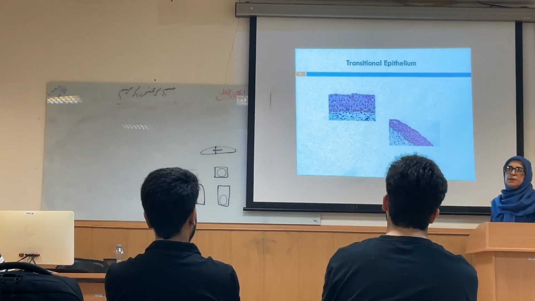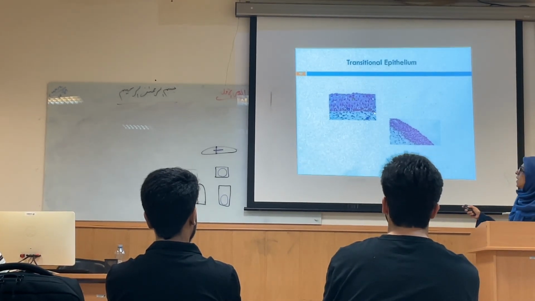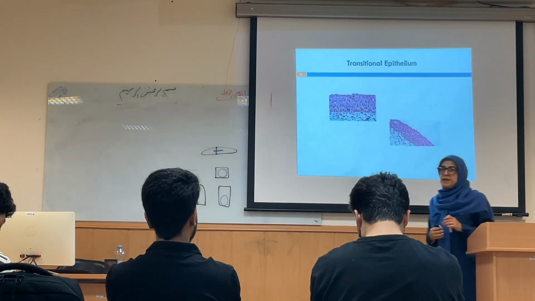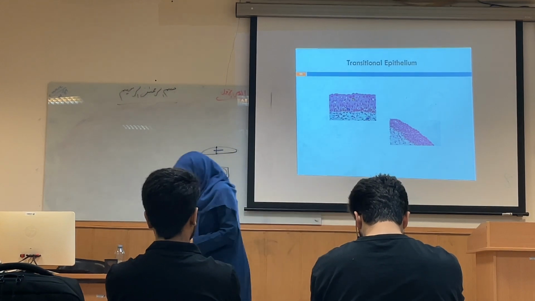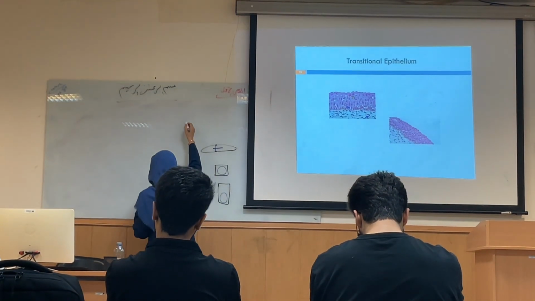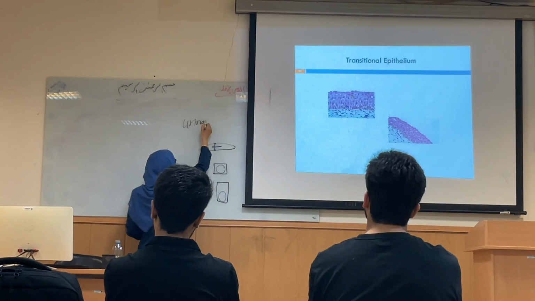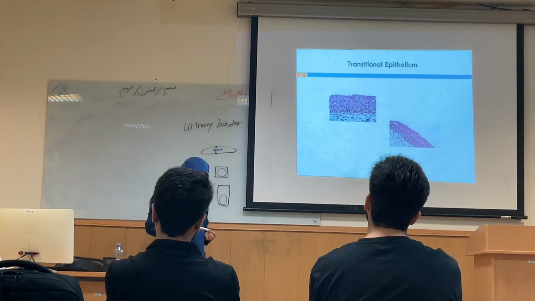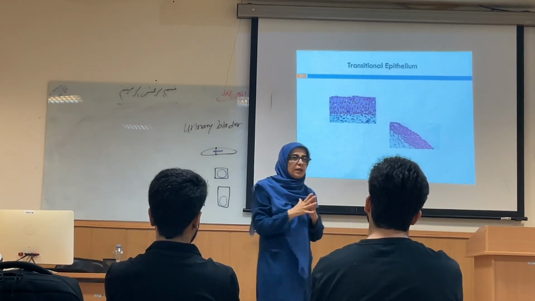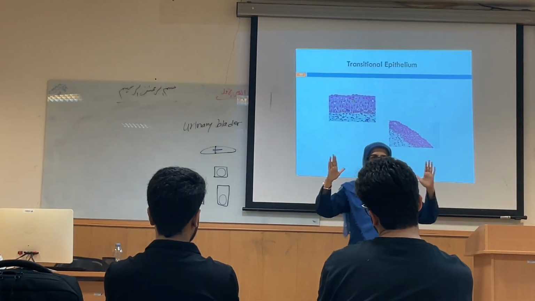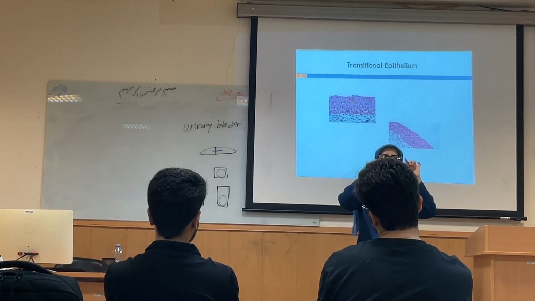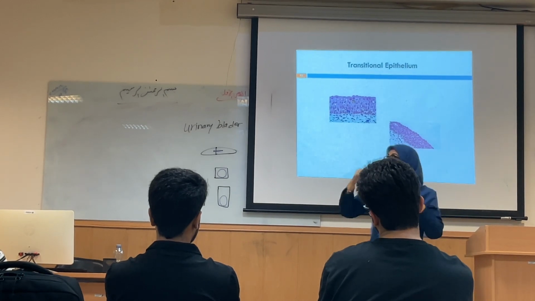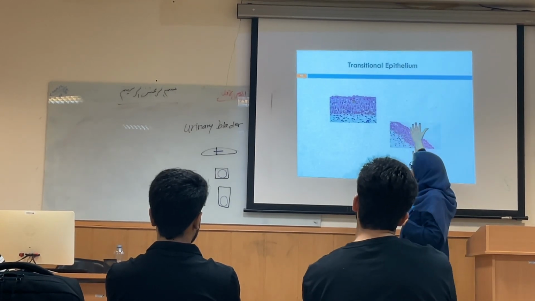In the transitional epithelium, the cells are also layer by layer, but the shape of the cells is different when the organ is full or empty. Take the urinary bladder. When the urinary bladder is full of urine, its wall is stretched and the shape of the cells is very narrow. But when it's empty, the cells are very big. Because of this, we name this type transitional epithelium.